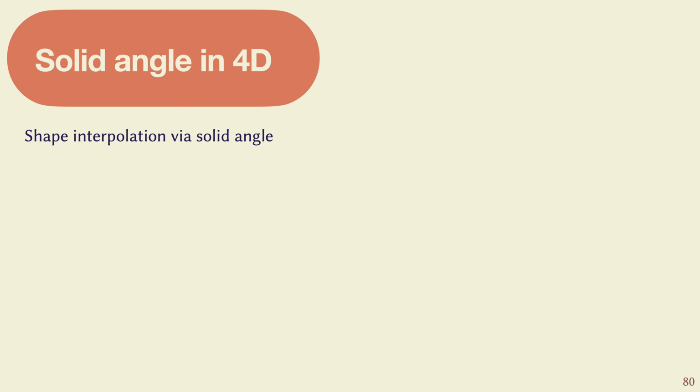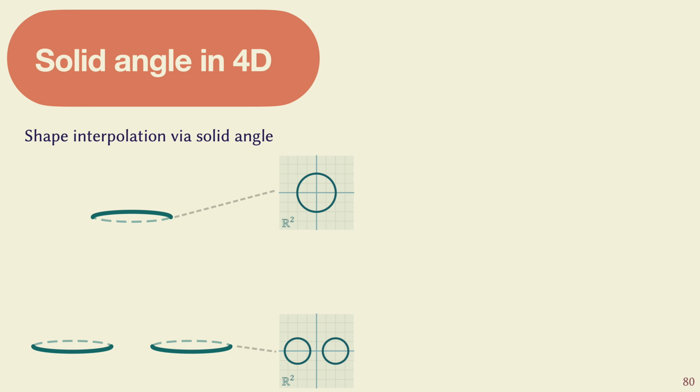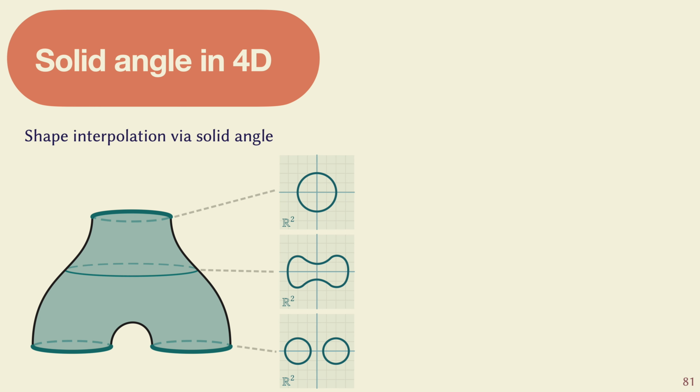I'm also interested in evaluating the solid angle function in 4-dimensional space. One potential application of the solid angle function is shape interpolation. If we have two collections of curves in 2D, we can place them in 3D space, and then use the solid angle function to fill them in with a surface, whose slices give us planar shapes interpolating between our initial sets of curves. And the cool thing here is that exactly the same idea should work to interpolate between surfaces.